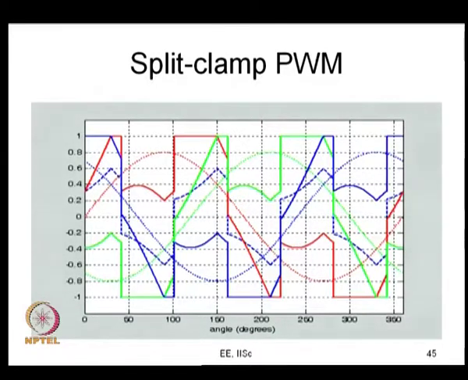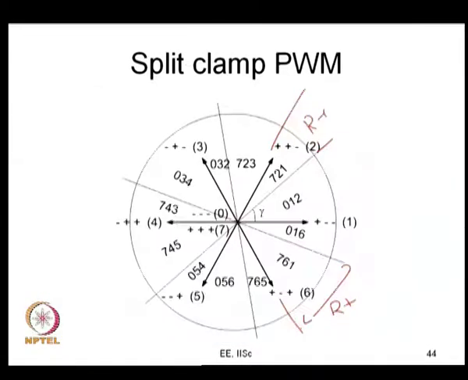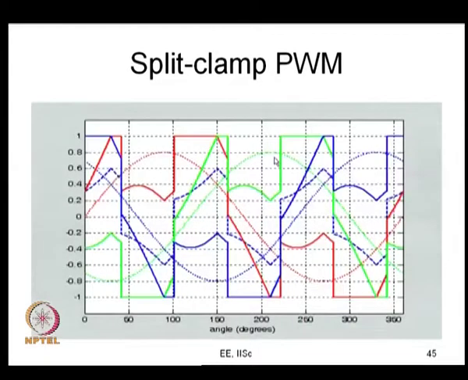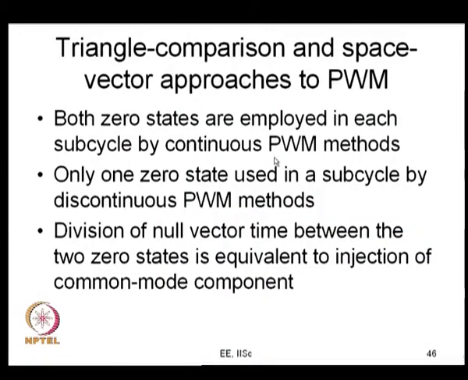It is easy to see the idea of continual clamp and split clamp from the space vector point of view, because you have to change the 0 state once in a sector and that is at an angle gamma. You can use 012 first and 721 next and so on. So, this is split clamp PWM, and this is why I am saying that the two are equivalent. Both the 0 states are used by continuous PWM methods and only one 0 state is used by discontinuous PWM methods, and the null vector time division is what determines the equivalent common mode component.